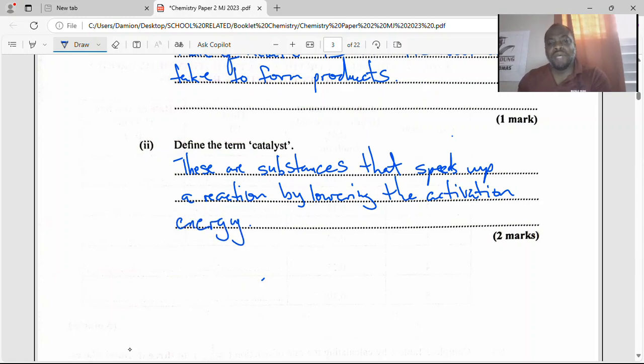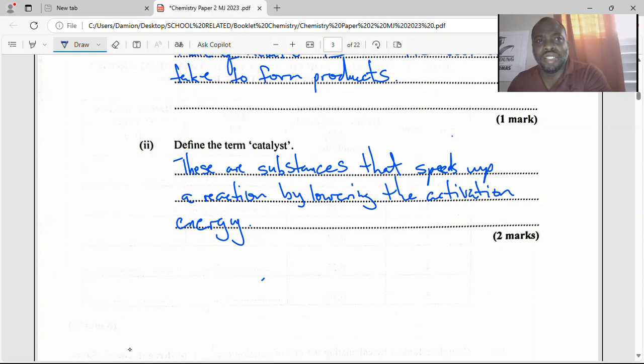So they do this by lowering the activation energy. Remember, one of the things that we talk about in terms of a reaction is collision theory, where in order for a reaction to occur, we must have particles colliding at a specific orientation, and colliding with a certain amount of energy. That energy is known as the activation energy. And what catalysts do is reduce the amount of activation energy.